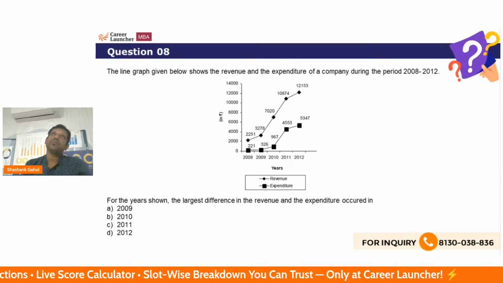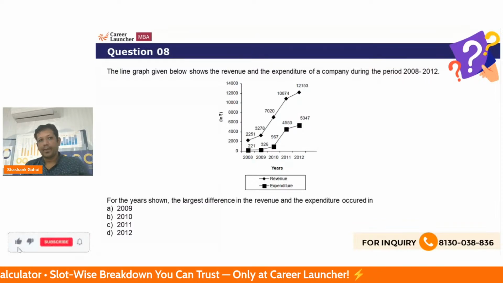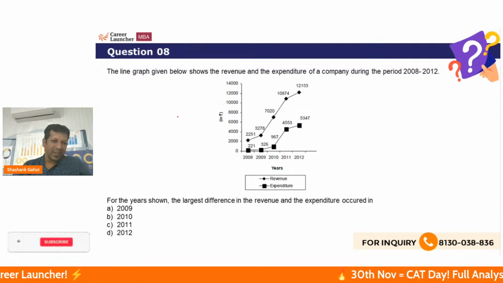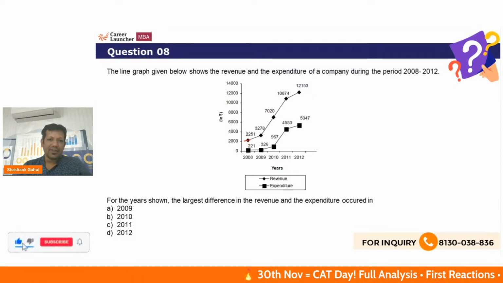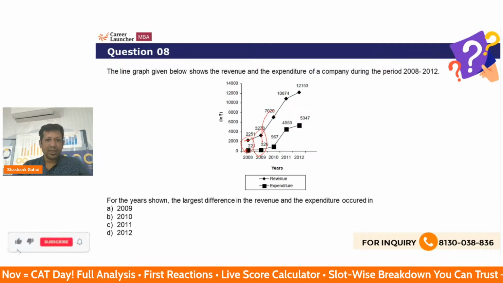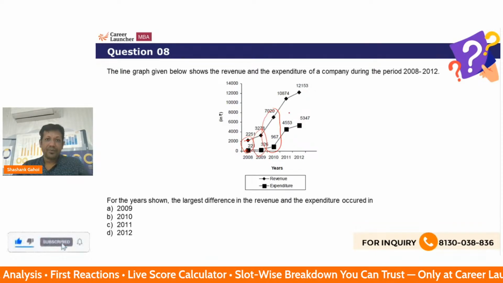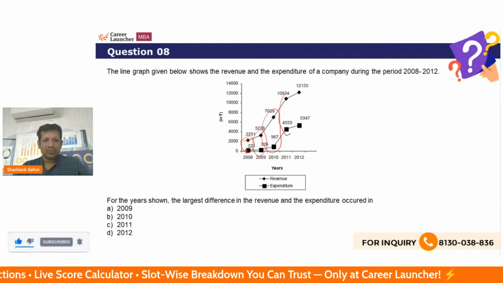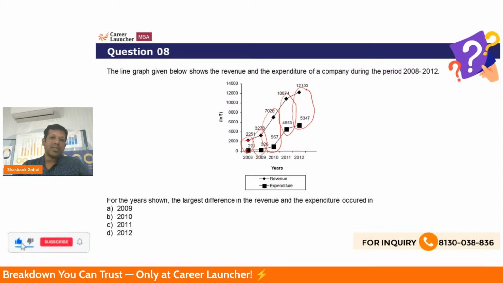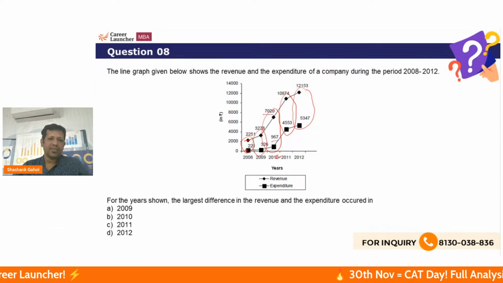If I look at this particular question, this is revenue, this is expenditure. Can it be the highest difference? No. Can it be highest? No. Maybe. Maybe. I'm just rounding off. 7,000 minus 1,000, that is going to be 6,000. This difference is close to 6,000.